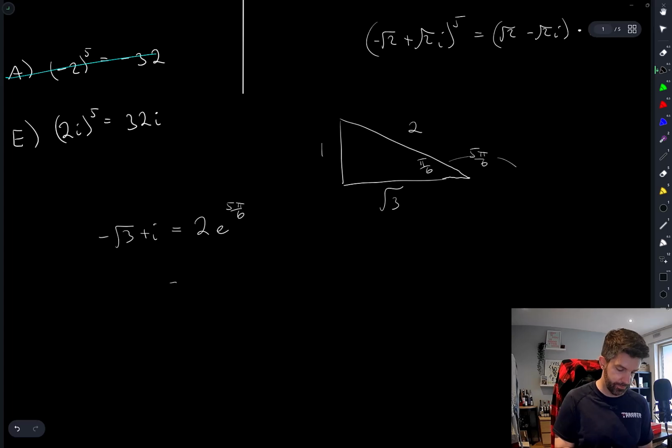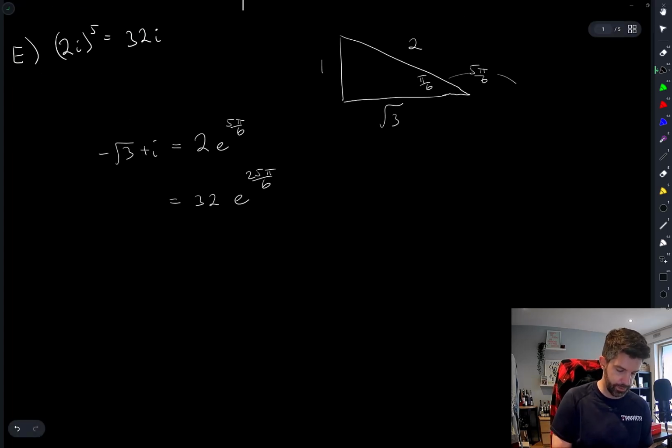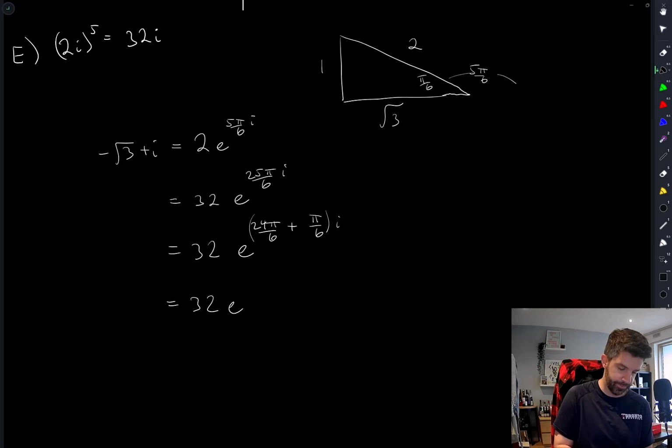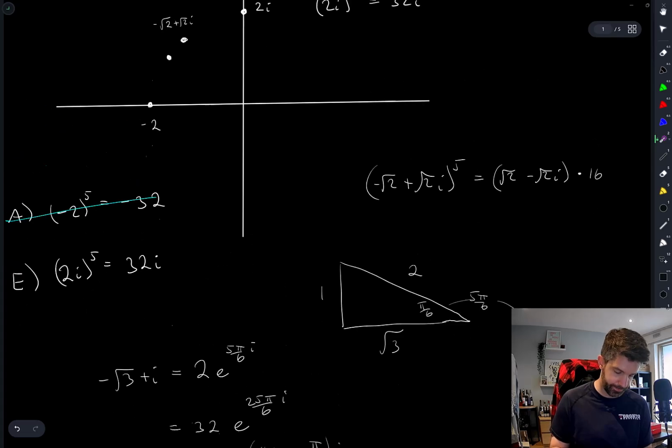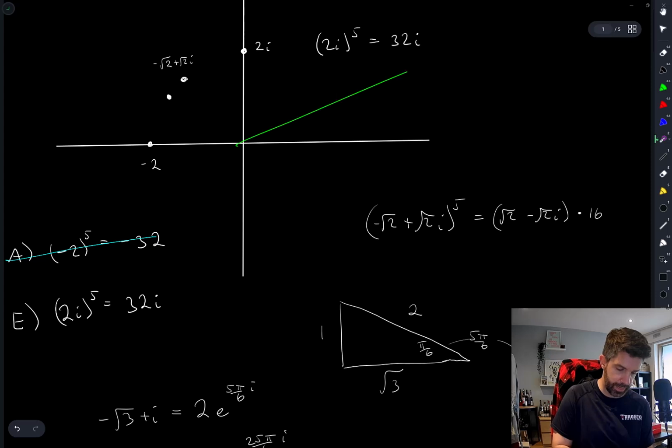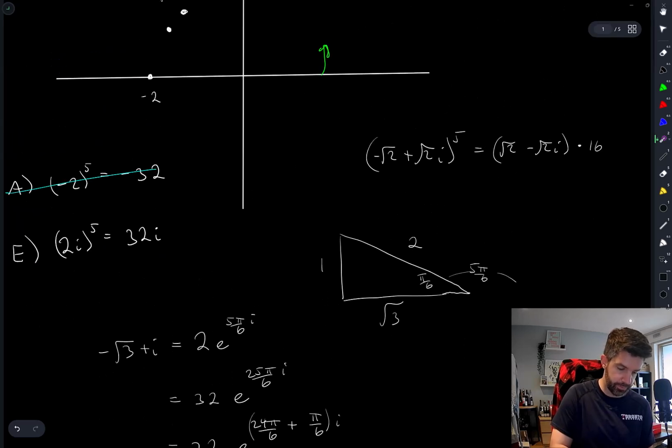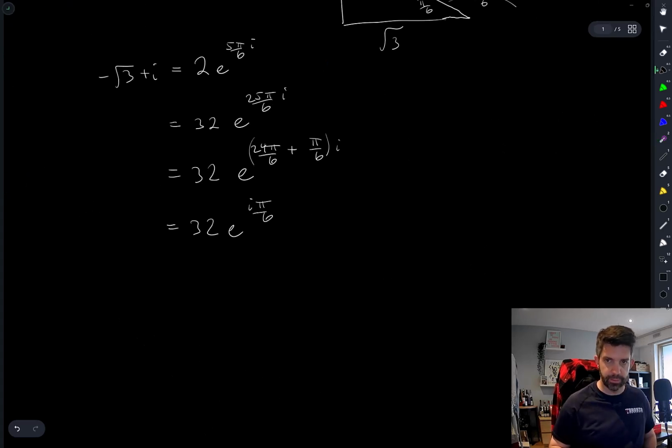So if I raise that to the 5, I get 32 times e to the 25 pi over 6 i, which is e to the 24 pi over 6 plus pi over 6. So that's gone, and I'm just at 32e to the i pi over 6. I'm obviously missing the i everywhere. Okay, so that number is over here, scaled by 32 of course, 30 degrees above. I suspect that's going to be the right answer, but I'd like to compute.